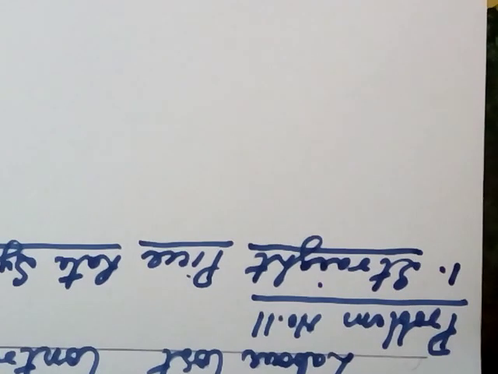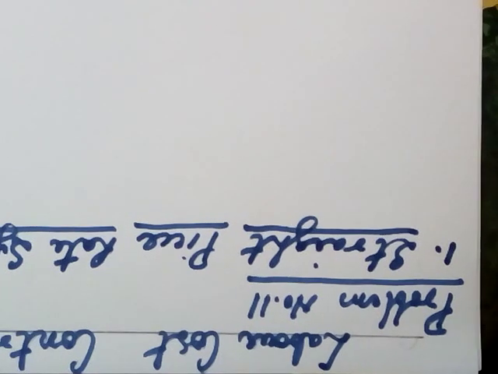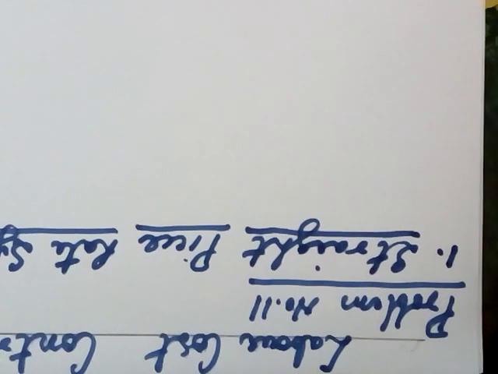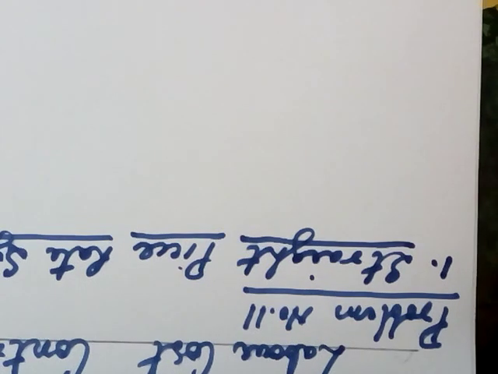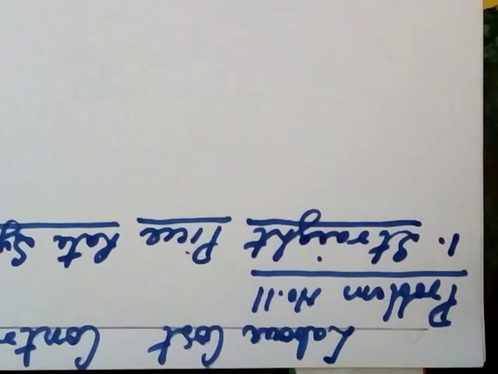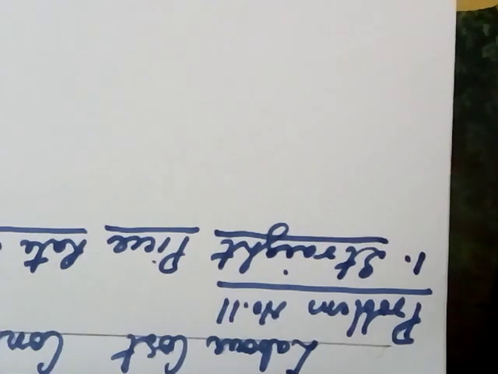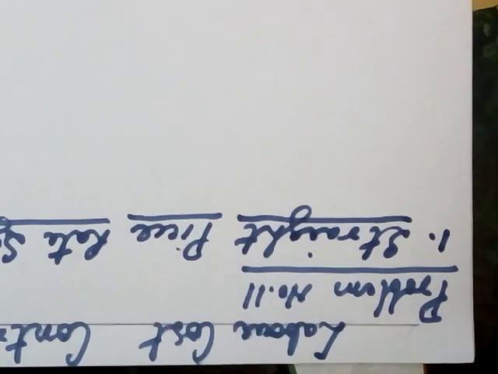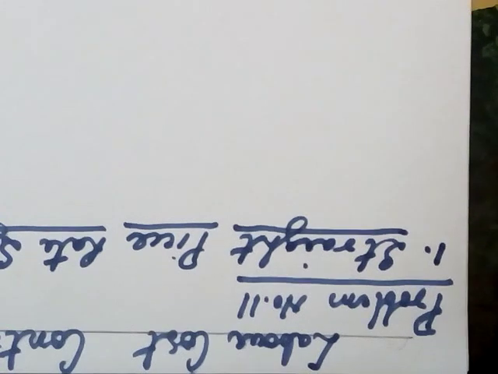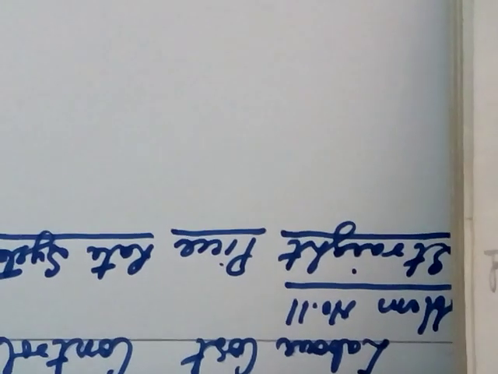Today's topic is labor cost control from the subject cost accounting. Let us learn calculation of earnings under various methods, that is under time rate method, piece rate method, under Taylor's differential piece rate system, under Halsey bonus plan, and under Rowan's premium scheme. Let us solve problem number 11, where we have been asked to calculate earnings under various methods.